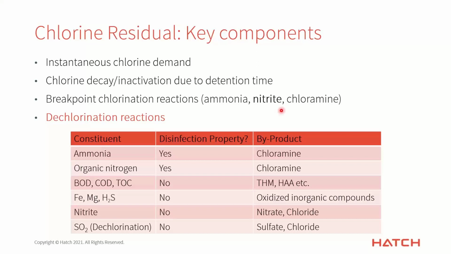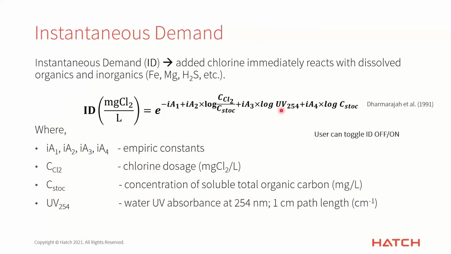And only the first 2 have any disinfection benefit, the ammonia and organic nitrogen, because they produce chloramine, which can still be used for disinfection. But the next 3 we would really like to minimize, as they can react with chlorine but don't actually help disinfection. They can actually produce disinfection byproducts, which are obviously bad for our health, as we've mentioned. And then obviously sulfur dioxide, we just use when we need to remove some of that chlorine to reduce the chlorine residual. Okay, so I'm going to get into the first process now affecting the chlorine residual.